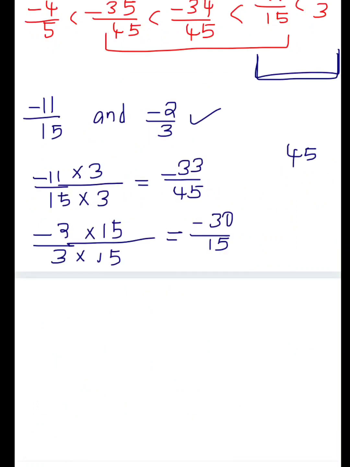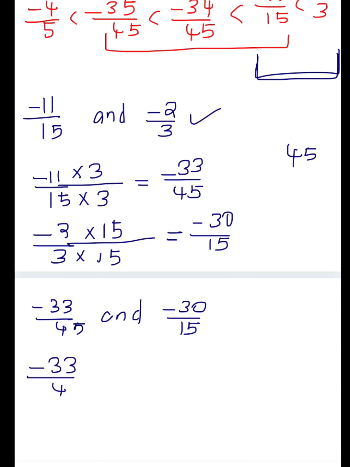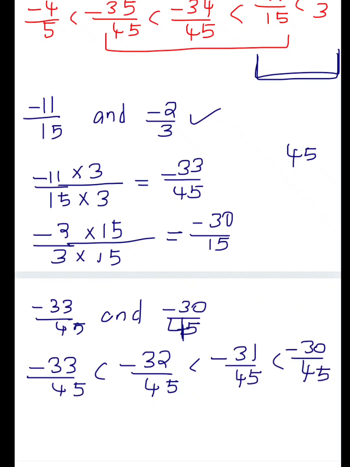Now you have to find rational numbers between minus 33 by 45 and minus 30 by 45. That means, minus 33 by 45. What will be the next? Minus 32 by 45, and the next minus 31 by 45, minus 30 by 45. Here also it's 45, not 15. Okay, so you have found two new numbers, that is the fourth number and the fifth number.